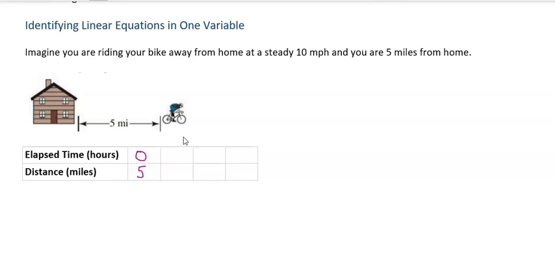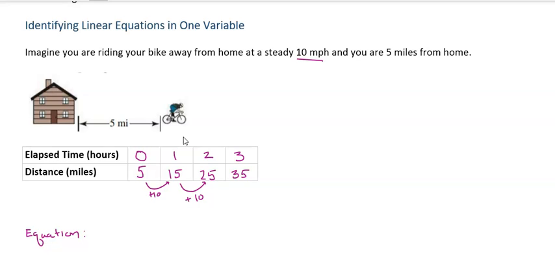Now, after an hour, how far have we gone? Well, if we're going 10 miles per hour, that means we go 10 miles every hour. So from here to here, we add 10 miles. Okay, so that's going to be 15 miles. At hour 2, we're going to add another 10 miles. So that's going to be 25 miles. And at 3 hours, if we really have it in us to go that far and not stop, we will have gone 35 miles. Okay, so what we want to do is come up with an equation for this situation.